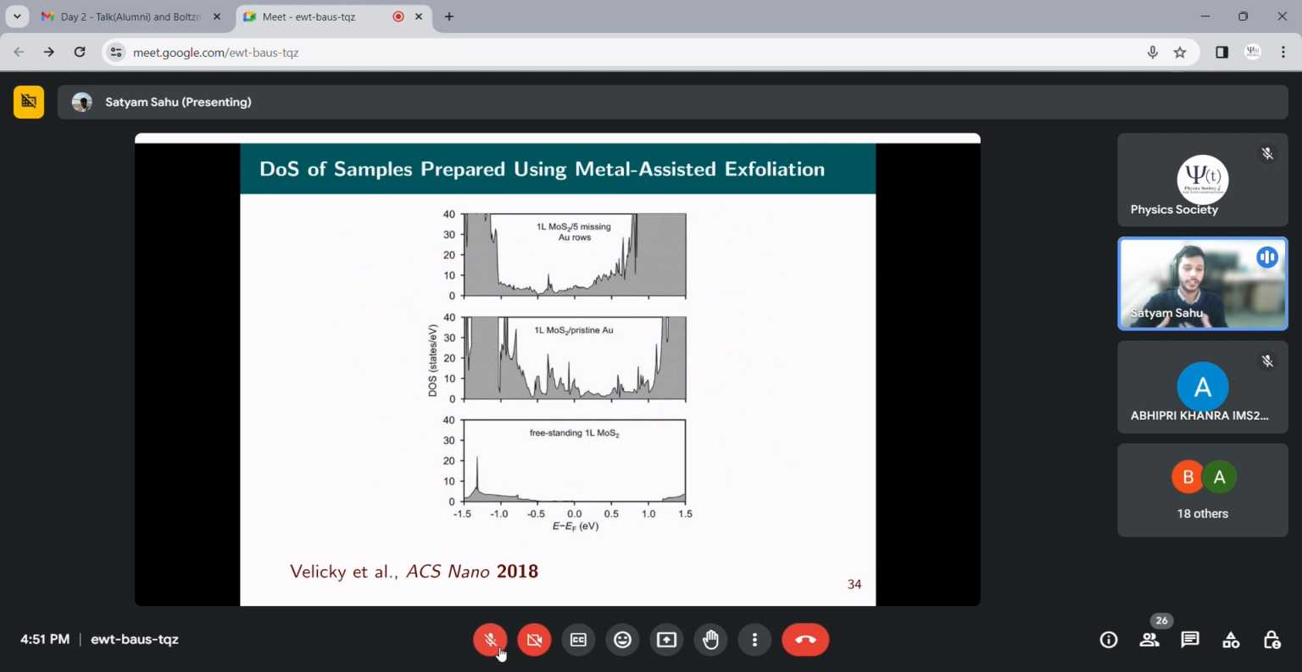Then we try to calculate the density of states, or the available states that electrons can occupy. The bottom one is freestanding, when you don't have any substrate. We can nicely see the gap here, from 0.0 to something like 1.2, where there are no states, which essentially means you have a band gap of roughly 1.3, 1.4 electron volts. But when you have the TMD material on metallic substrates like gold, there is no gap at all, which suggests that you essentially close the band gap between the two bands, the valence band and the conduction band.